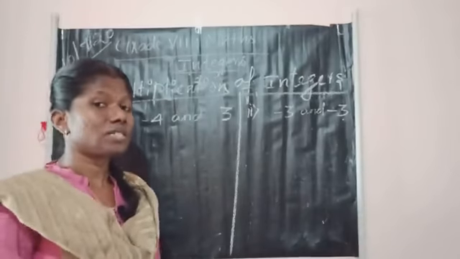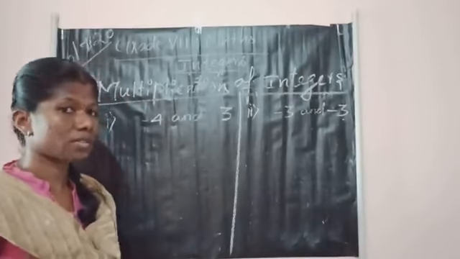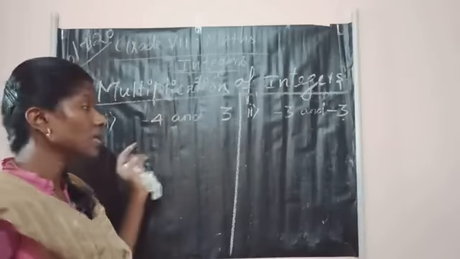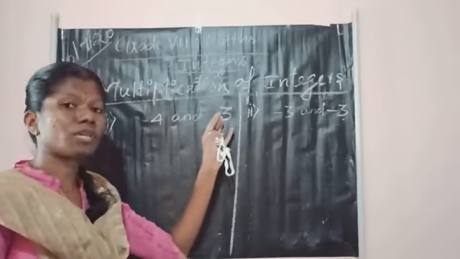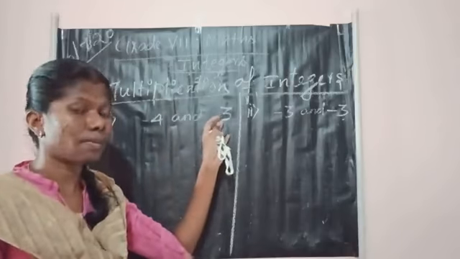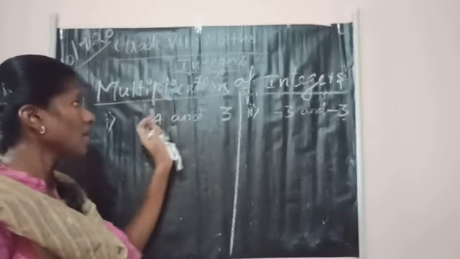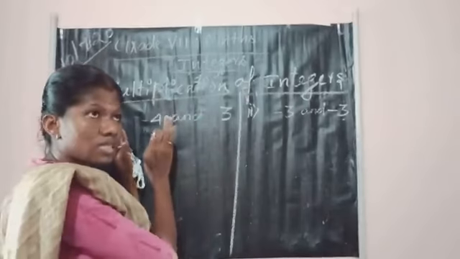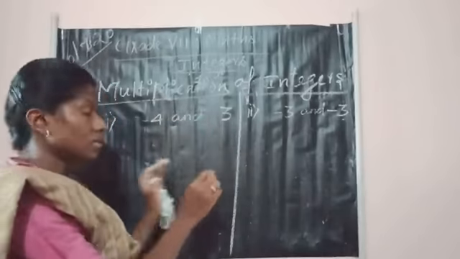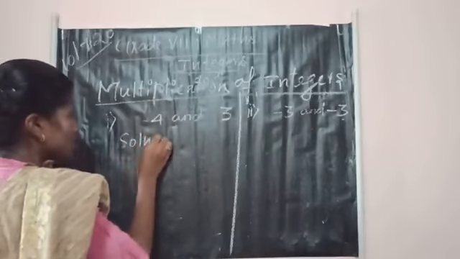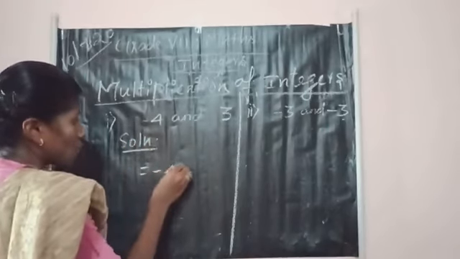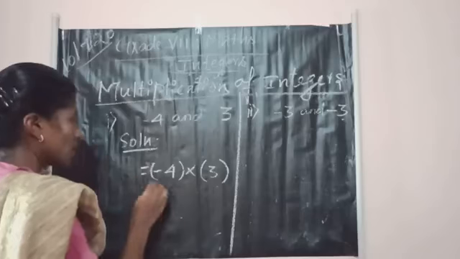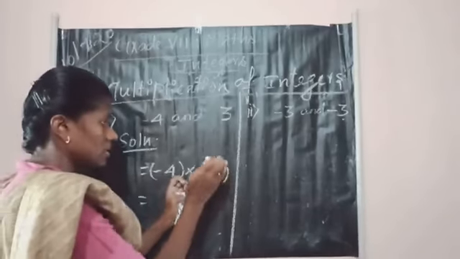Okay. Next, we shall see multiplication of integers. Multiply minus 4 and plus 3. If there is no sign in front of the number, we consider it as plus. So minus 4 and plus 3. We have to multiply these two integers. One is a negative integer and one is a positive integer. So the solution for this is minus 4 into plus 3.